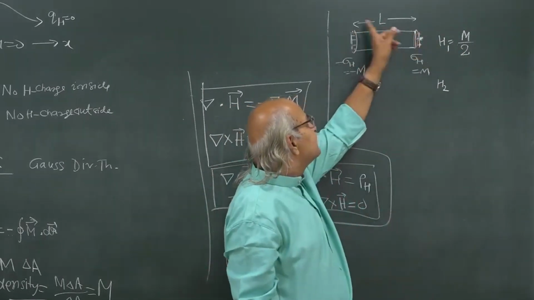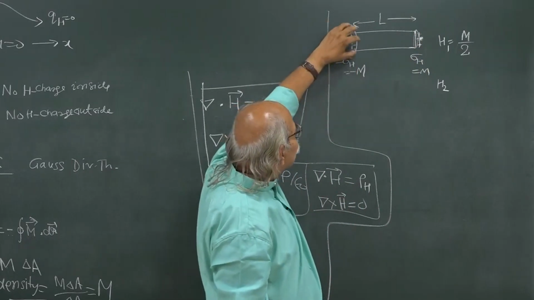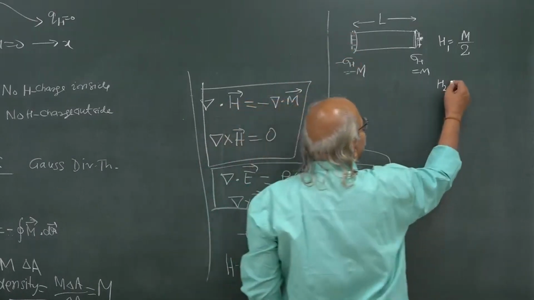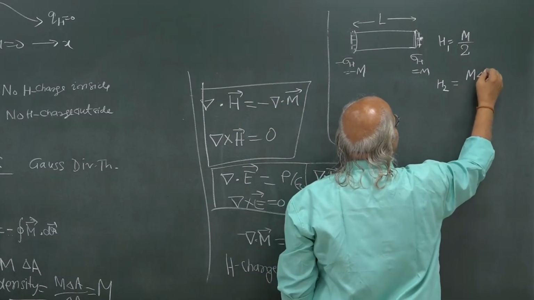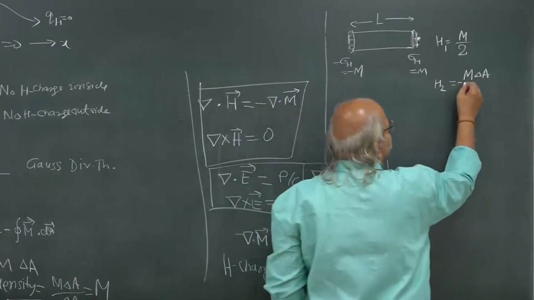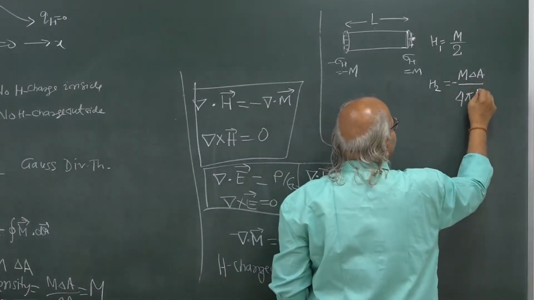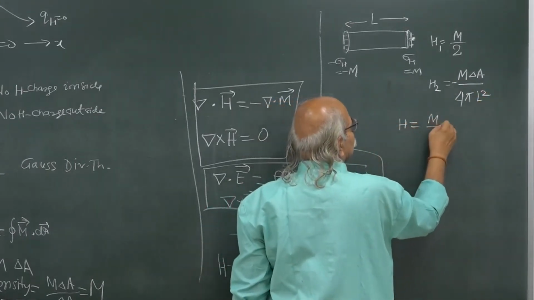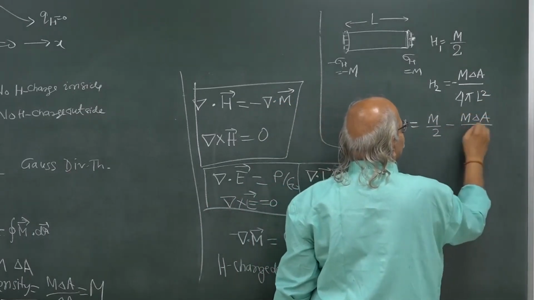If this L is reasonably large as compared to this, then you can say that okay, total charge I can take like a point charge, and that total charge will be now this m times delta A, negative, remember negative, and divided by 4 pi epsilon naught. I do not have to write epsilon naught, remember, L square, and therefore this H will be m by 2 here, and then minus m delta L delta A and 4 pi L square.